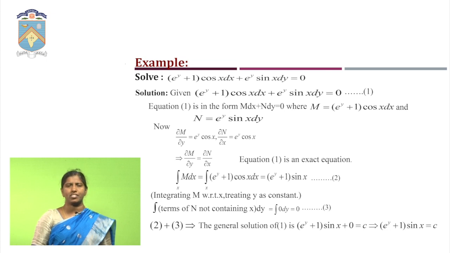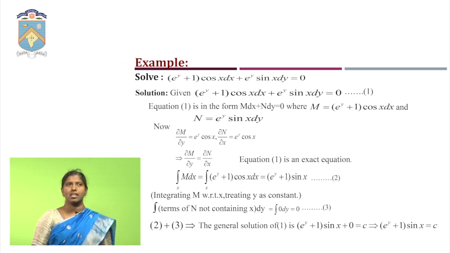So, we will be differentiating partially ∂M/∂y. We are differentiating M with respect to y. M is here (e^y + 1) cos x. So, when we differentiate, we will be differentiating the terms of y. The term of y here is e^y. The derivative of e^y is e^y itself. That means ∂M/∂y = e^y cos x.